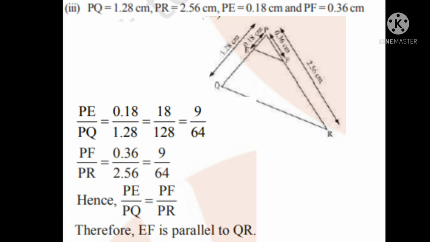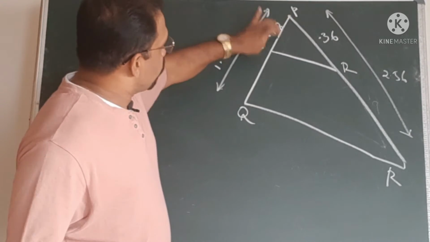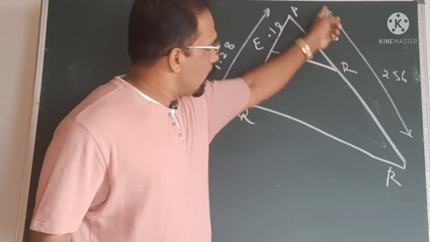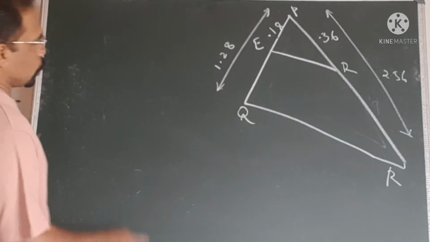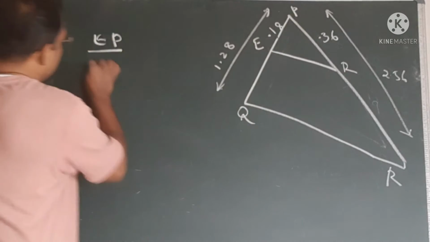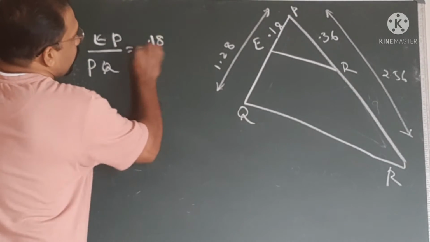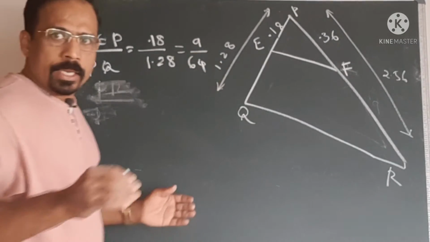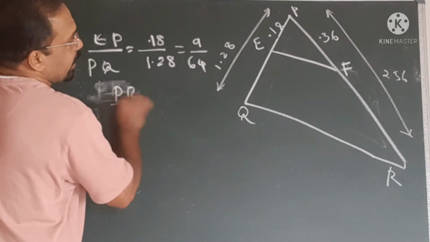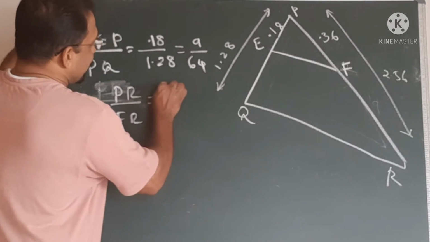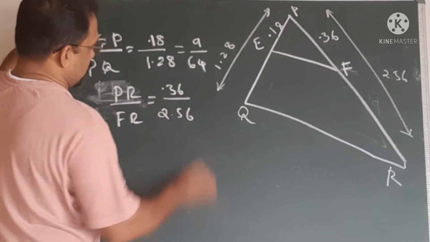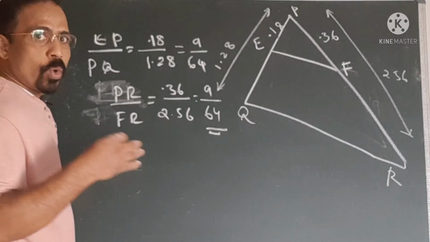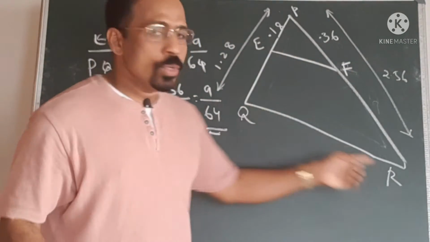Now, let us do the third question. Here PE is 0.18, PQ the total distance is 1.28, PF is 0.36 and the total distance PR is 2.56. Now, let us see the ratios. PE divided by PQ, that is 0.18 divided by 1.28, that is equal to 9 by 64. Now, let us do the other side. PF divided by PR, that is 0.36 divided by 2.56. So here again 9 and again 64. So the ratio is 9 by 64 on both sides. That means EF is parallel to QR.